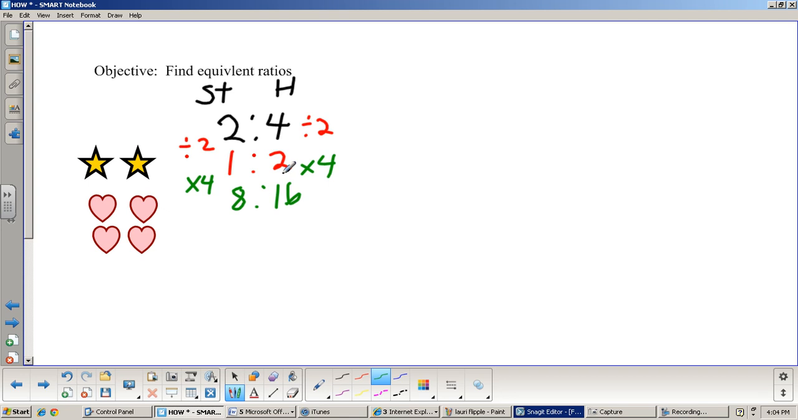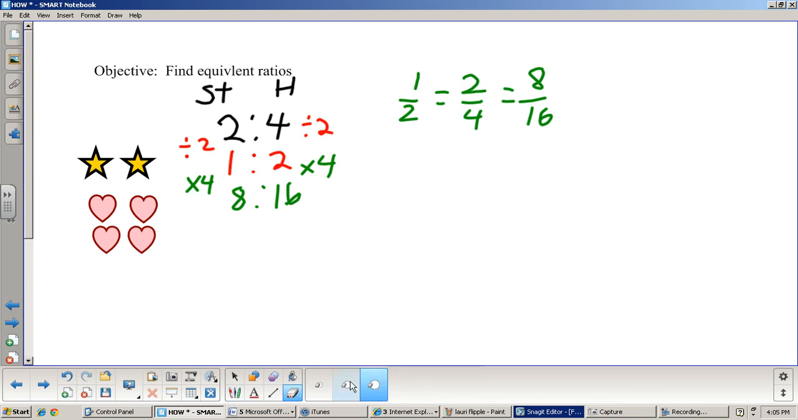And if you look at these, I hope they remind you a little bit of fractions. 1/2 is equal to 2/4, which is equal to 8/16. Those are all equal. And these are equal ratios. Very similar facts. Let's try another one.